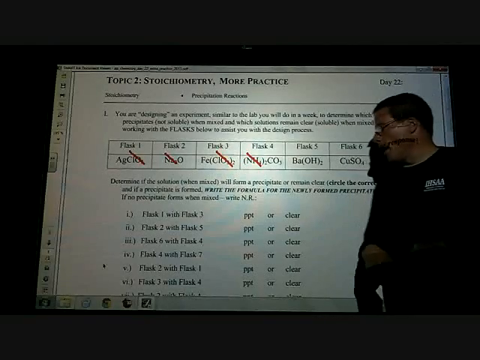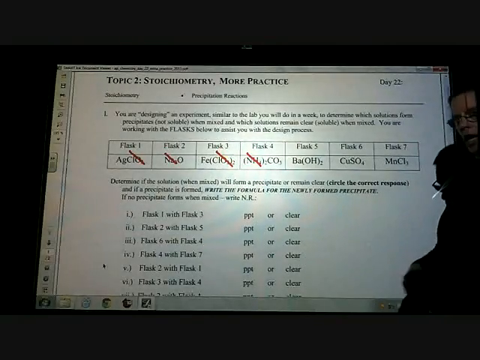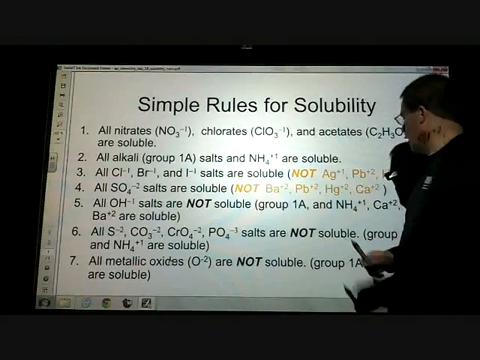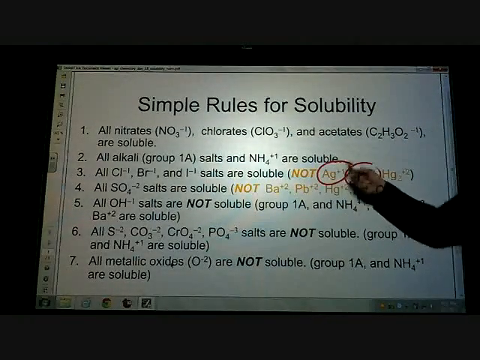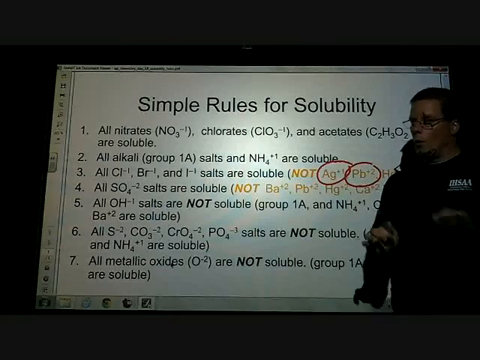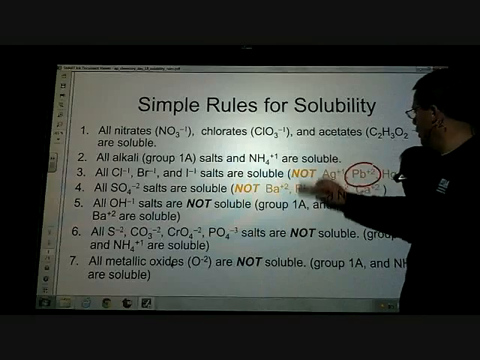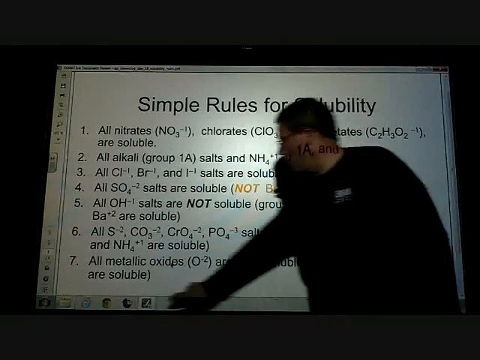Now, here's what I would not ever do. I wouldn't look and say, ooh, chlorine. Chlorine's soluble for a lot of instances. That's true. However, chlorine will form a PPT with silver and lead, and we don't want to do that. So we don't want to cross off the chlorine because there could be a possibility that we could form a PPT when we have silver and lead. So don't cross those off.